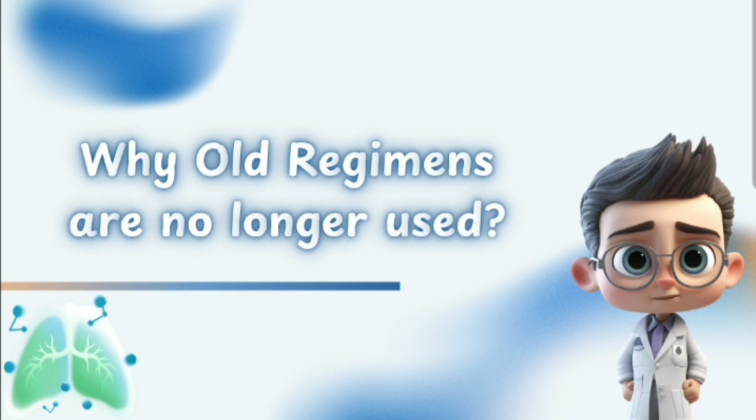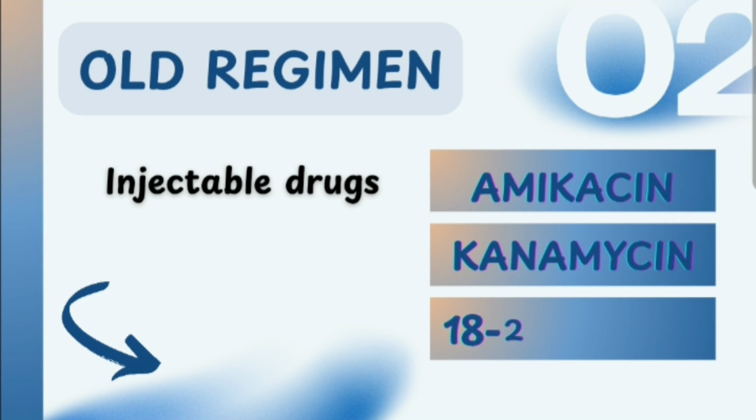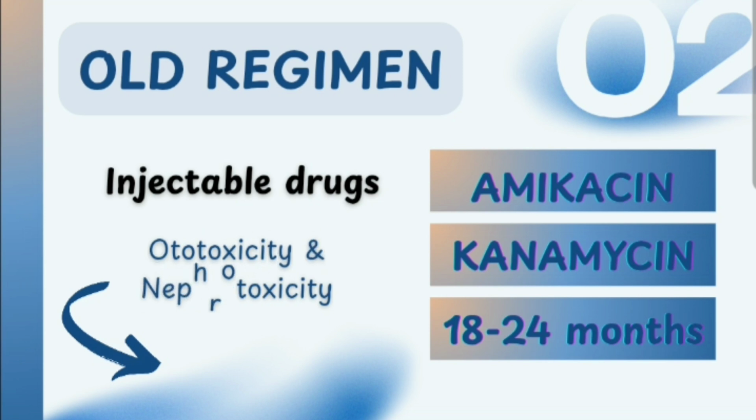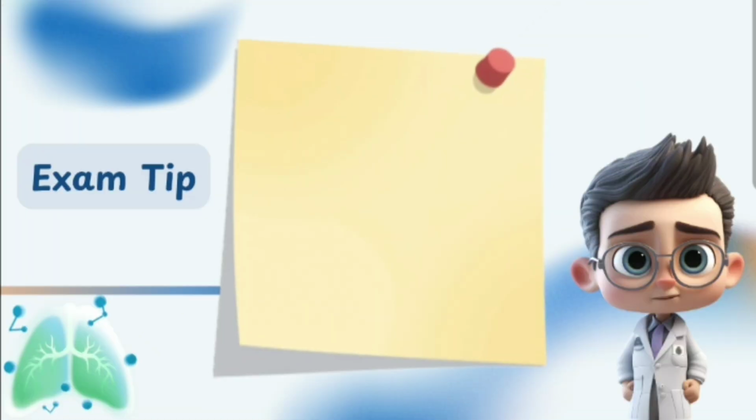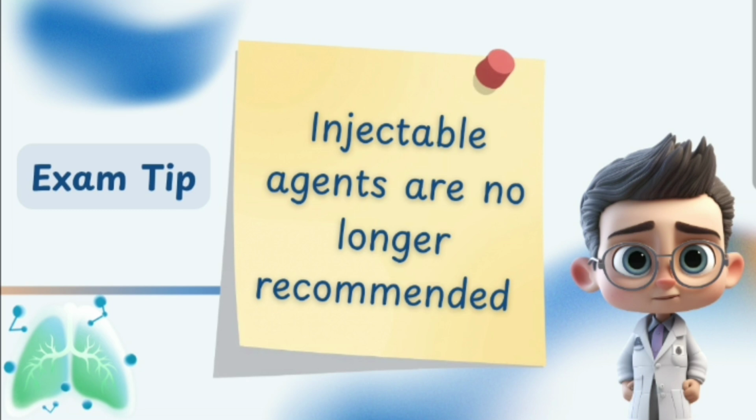Now the question is why old regimens are no longer used. Previously, MDR-TB treatment involved injectable drugs, for example, amikacin and kanamycin, and the treatment duration was 18 to 24 months. There was a high rate of ototoxicity and nephrotoxicity. Due to poor outcomes and severe side effects, WHO has now shifted completely to all-oral regimens. Another exam tip: injectable agents are no longer recommended in the treatment of MDR-TB.